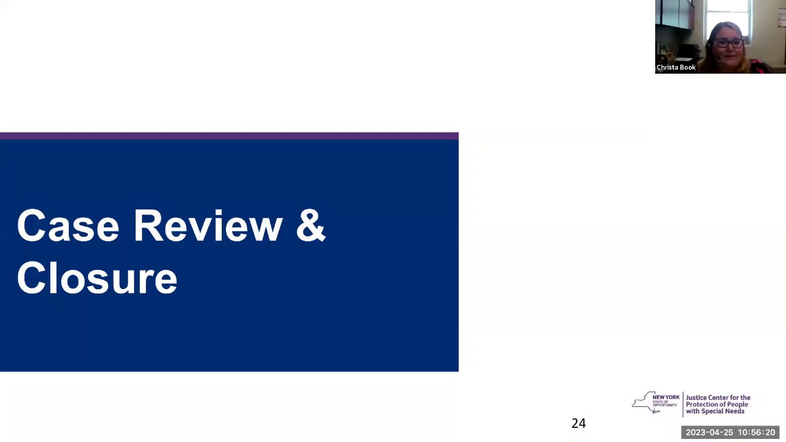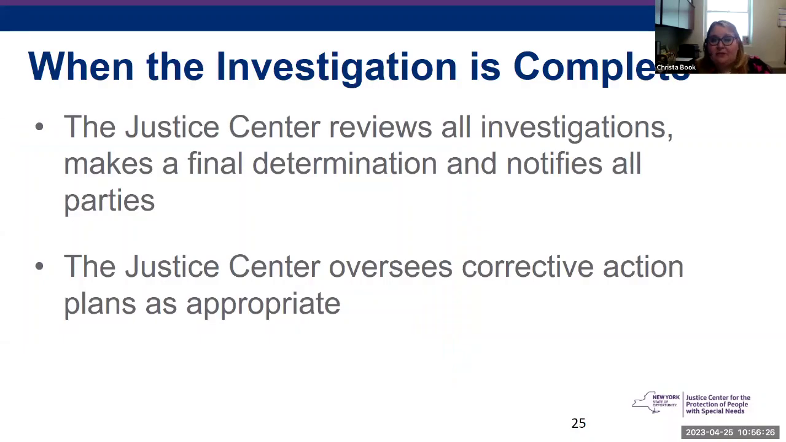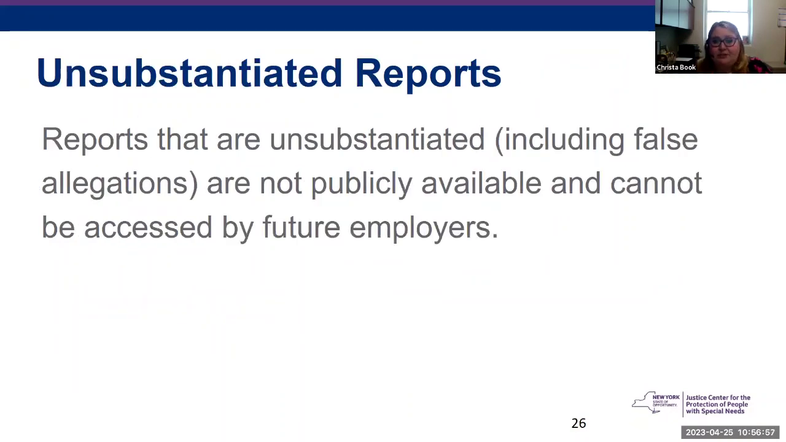Yes. Case review and closure. So after the investigation is complete, meaning everyone's been interviewed, we've reviewed all the documents and looked at all the evidence, the Justice Center reviews all investigations and makes a final determination and notifies all parties. This is with respect to abuse and neglect allegations, that is. The Justice Center also oversees corrective action plans as appropriate. Reports that are unsubstantiated, including false allegations, are not publicly available and cannot be accessed by future employers.